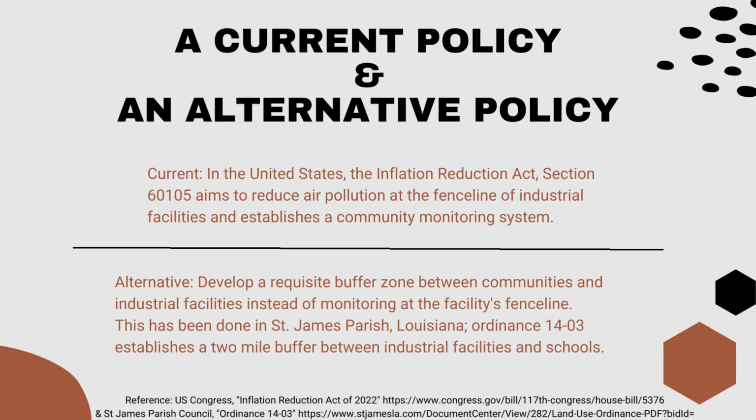A current policy and an alternative policy. A current policy here in the United States, the Inflation Reduction Act, Section 60105, aims to reduce air pollution at the fence line of industrial facilities and establishes a community monitoring system. An alternative is to develop a requisite buffer zone between communities and industrial facilities instead of monitoring at the facility's fence line. This has been done in St. James Parish, Louisiana. Ordinance 14-03 establishes a 2-mile buffer between industrial facilities and schools.